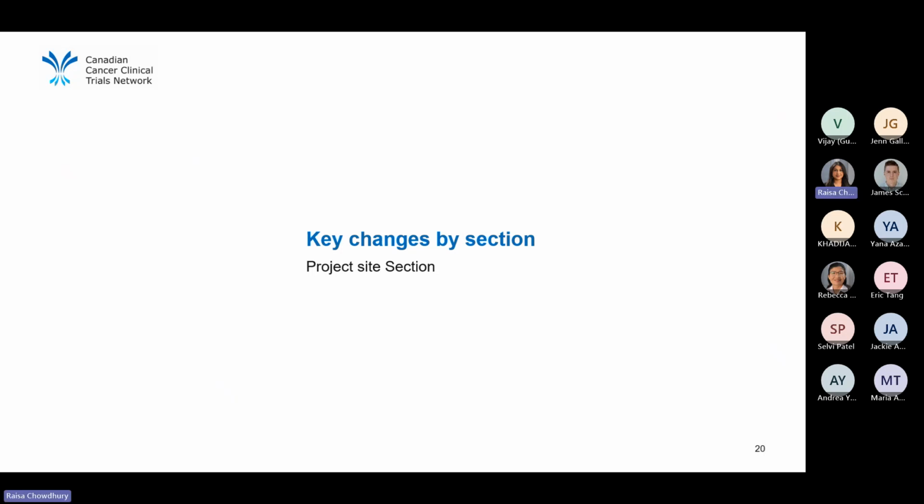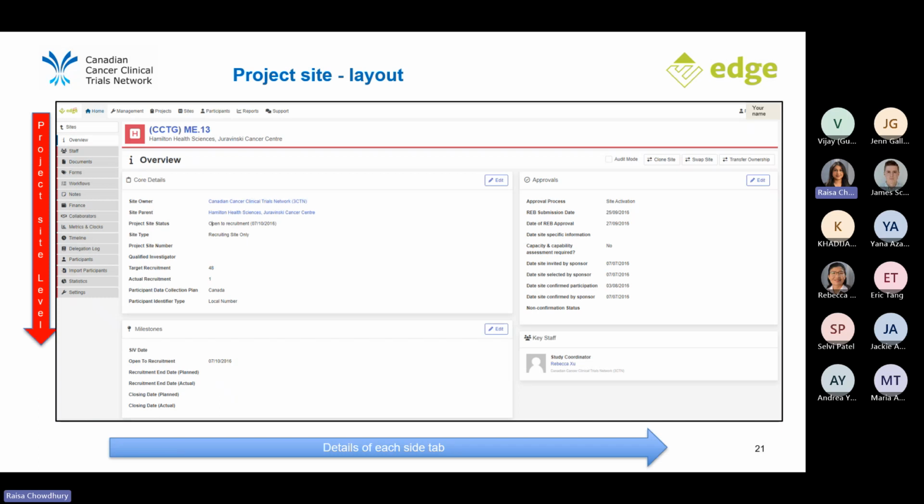So moving on to project site. The layout is very similar to what we've noticed with the project level. You have all of your information here, your core details, your milestones, your approvals, your key staff, and then you have your project site level tabs at the side here.